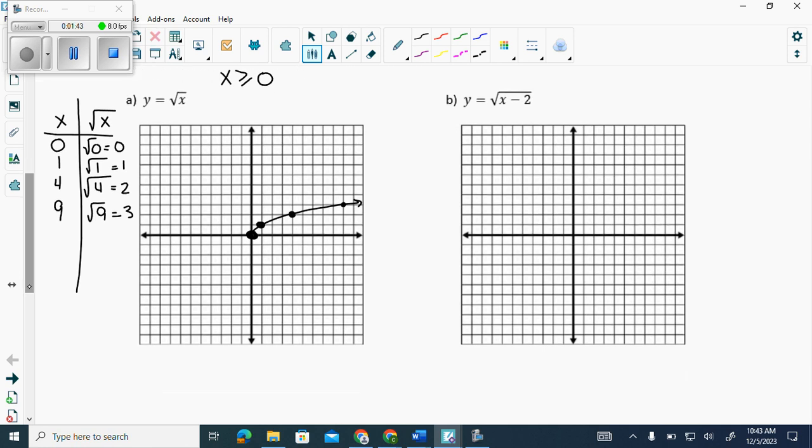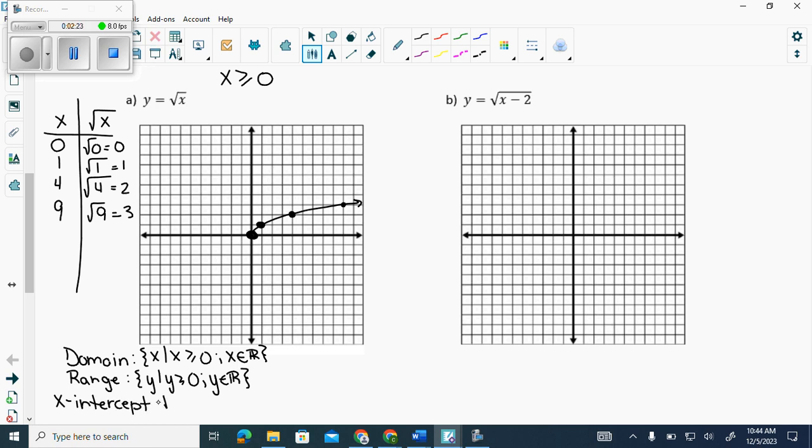So my domain is x such that x is greater than or equal to 0, x an element of the reals. My range is y such that y is greater than or equal to 0, y an element of the reals. What are my x-intercepts and y-intercepts? You only have one answer, 0. Yeah, so my x-intercept and y-intercept is 0, 0.